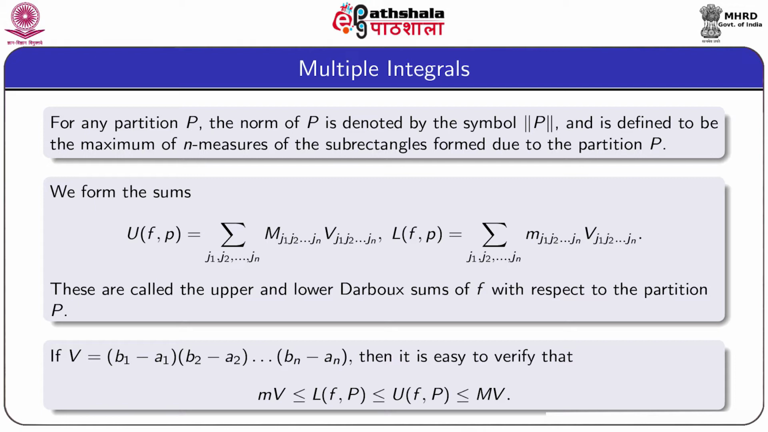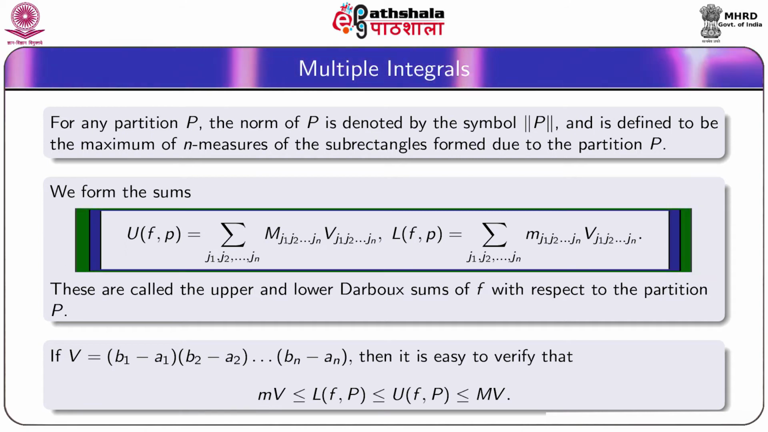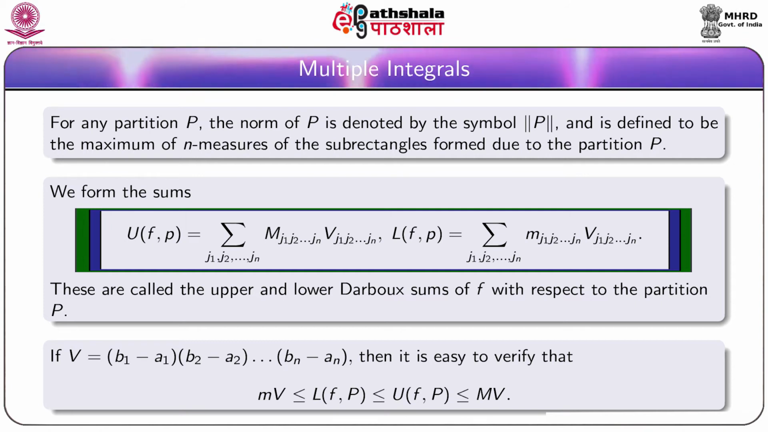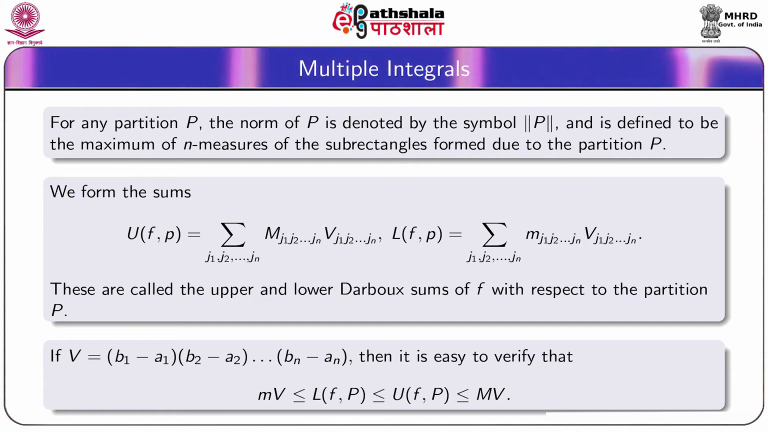For any partition P, the norm of P is denoted by the symbol ‖P‖ and is defined to be the maximum of the n-measures of the subrectangles formed due to the partition P. We form the sums U(f,P) equal to the summation over j1, j2, ..., jn of capital M j1 j2 ... jn times V j1 j2 ... jn, and L(f,P) equal to the summation over j1, j2, ..., jn of small m j1 j2 ... jn times V j1 j2 ... jn. These are called the upper and lower Darboux sums of f with respect to the partition P.